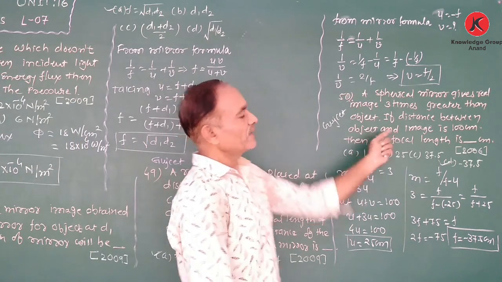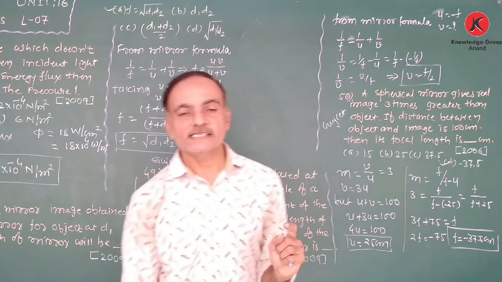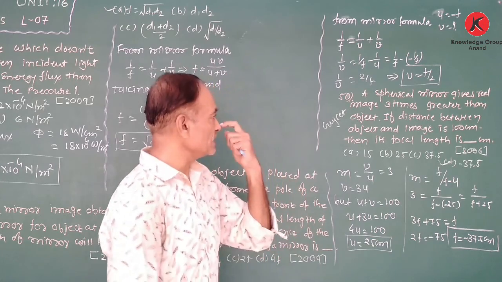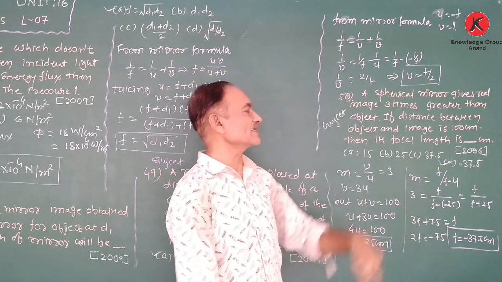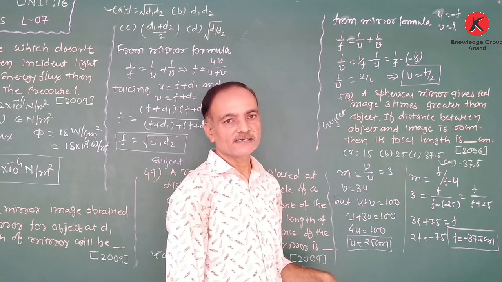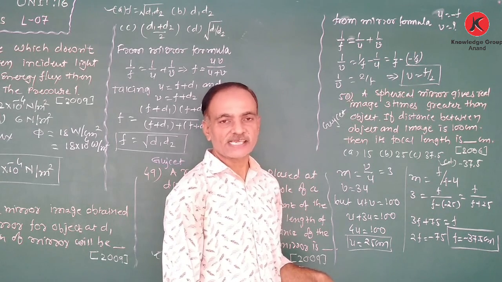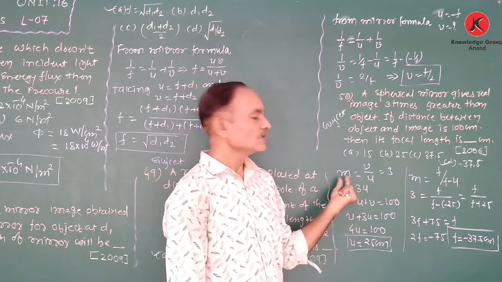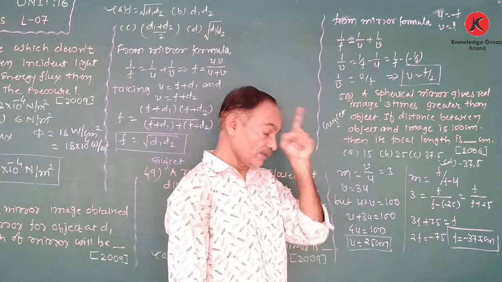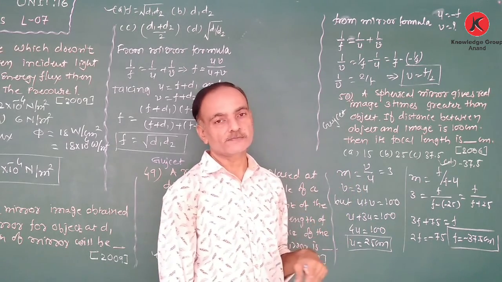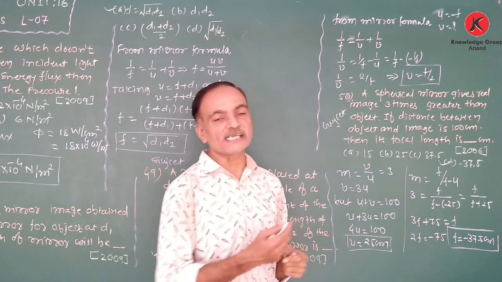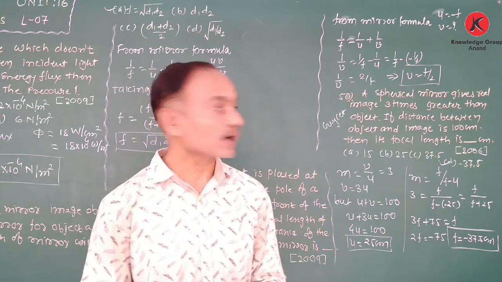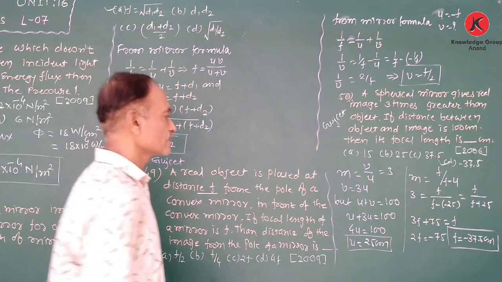So this type of numerical is most important. Here the magnification is given. That means the spherical mirror gives a real image 3 times greater than the object. Therefore, HI is 3 times more than HO, so M is equal to 3. And we also know that M is equal to V by U. The distance between the object and image is given as 100 centimeters. Then, what is the focal length of the mirror?